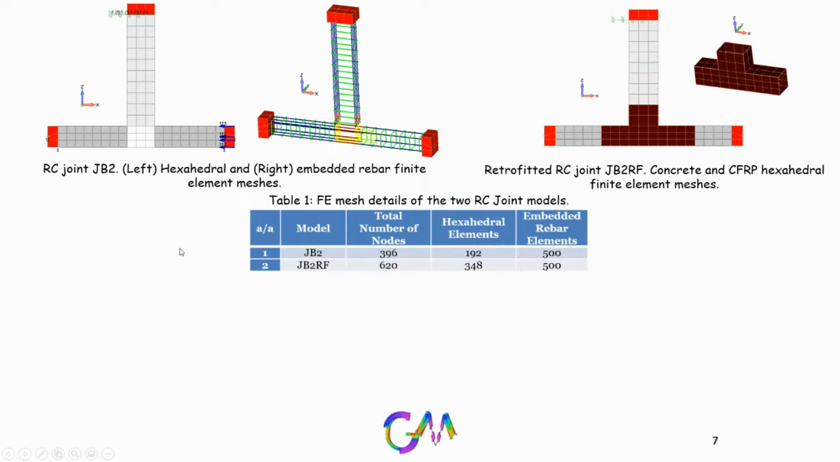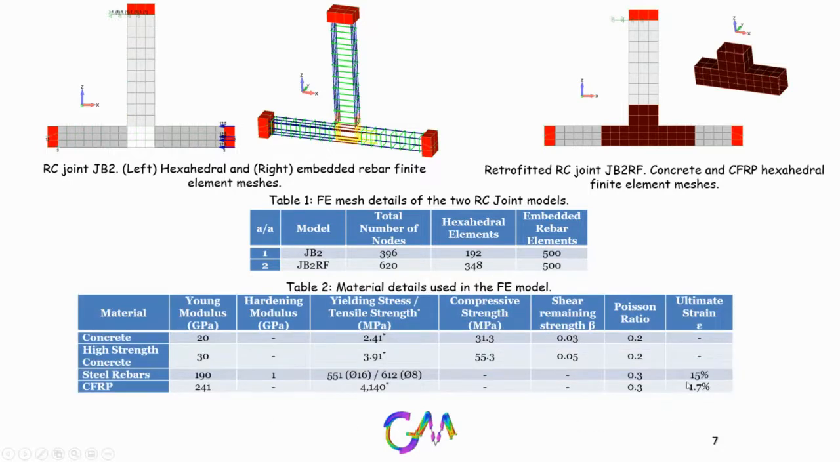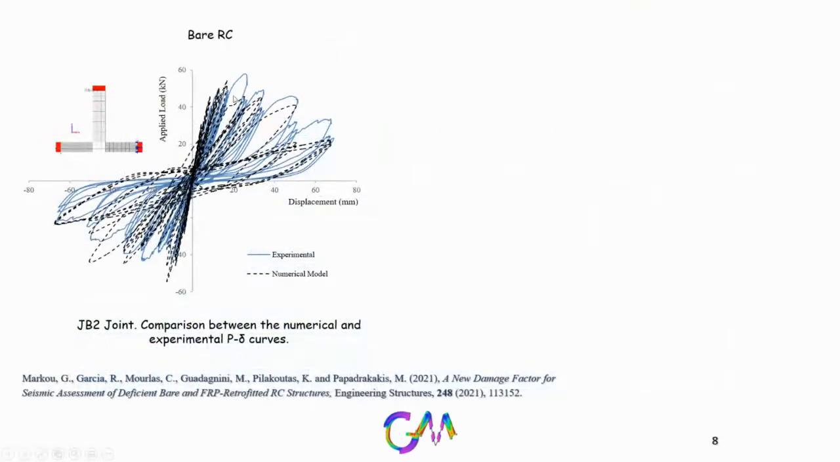Very interesting. So these are some data about the finite element mesh that was used in order to discretize the two models. And these were the material properties as well. The normal concrete was 20 gigapascal, 31.3 megapascal in actual compressive strength. The Young modulus was 20 gigapascal. And the high strength concrete was 55.3 megapascal. And as you can see, steel rebars, high strength, yielding strength, 16 and 8 milli. And of course, CFRP was 4.14 gigapascal, tensile strength.